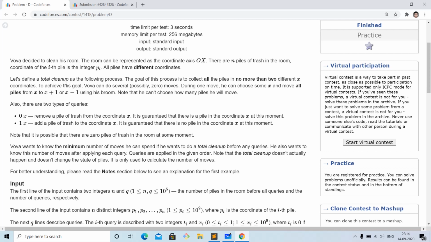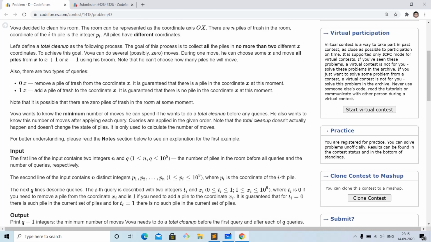We have to do a total cleanup, which means we can locate all the piles in no more than two different positions. To achieve this, we can perform moves, and one move is that we choose the coordinate of some pile and move that pile to the right by one or to the left by one.